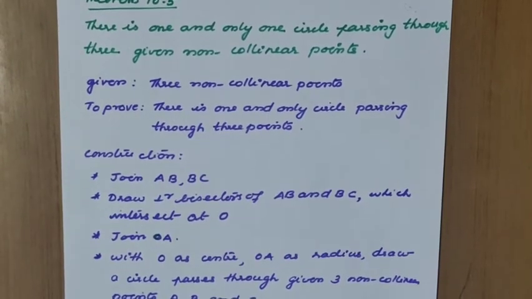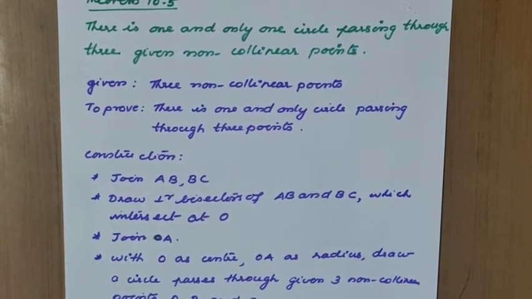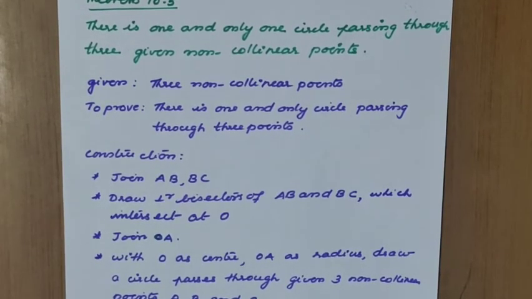Theorem 10.5. There is one and only one circle passing through three given non-collinear points. So what is given there? Three non-collinear points are given, and what is to be proved? There is one and only one circle which passes through the points. Let us see the questions now.